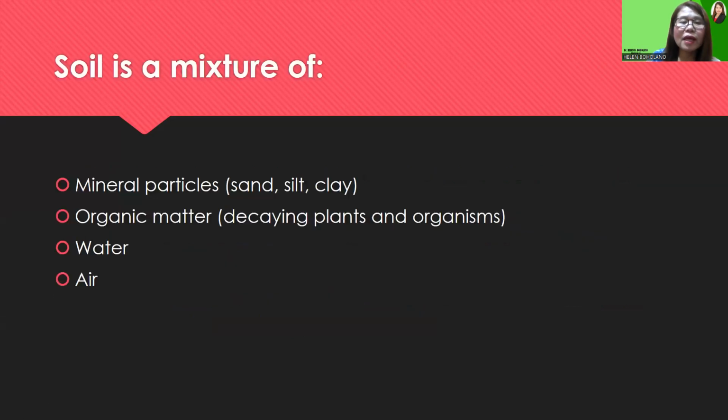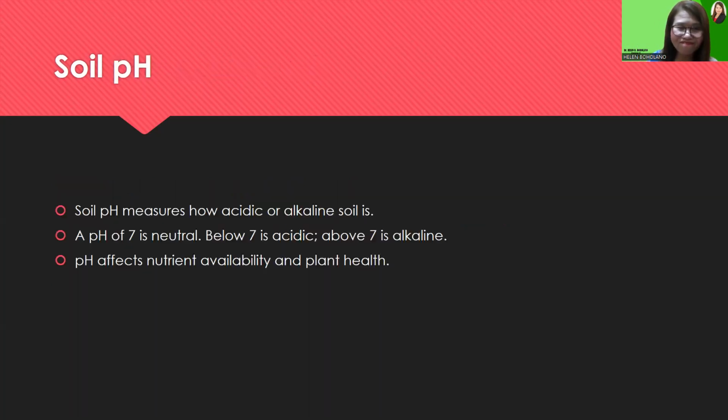Now, let us remember that soil is a mixture of mineral particles, and it has three kinds: sand, silt, and clay. It also has a mixture of organic matter, the decaying plants and organisms, and we know this very, very well. Then we need water and air.